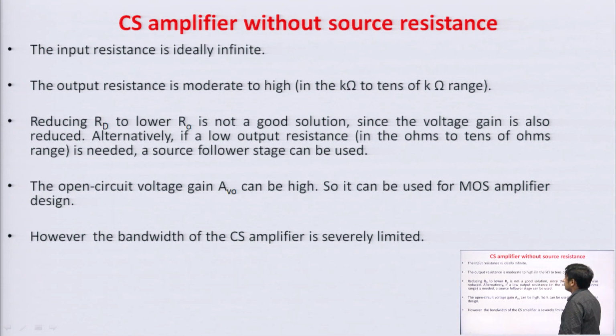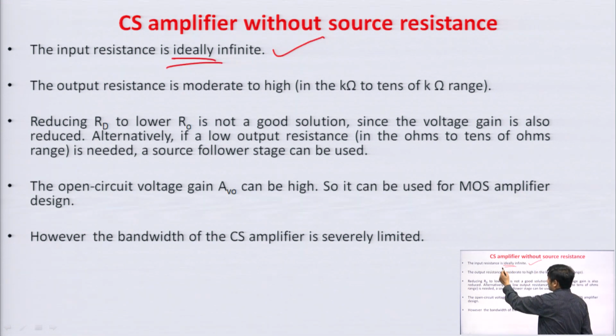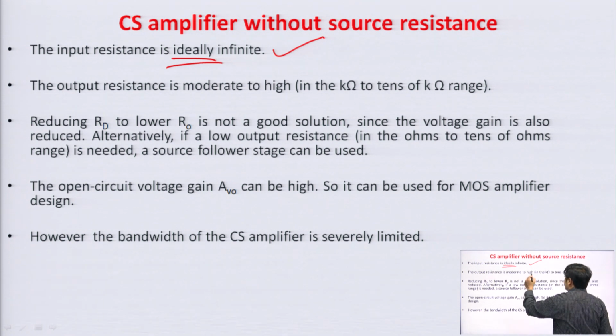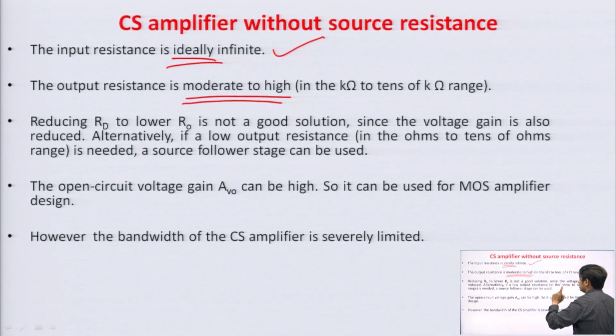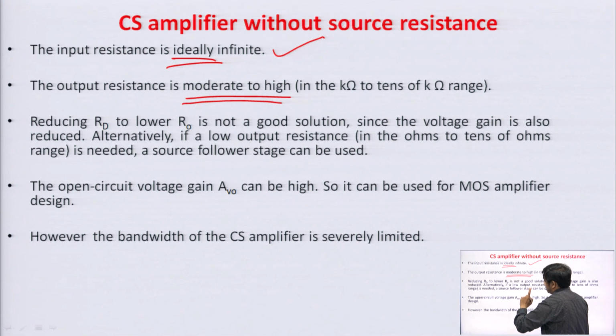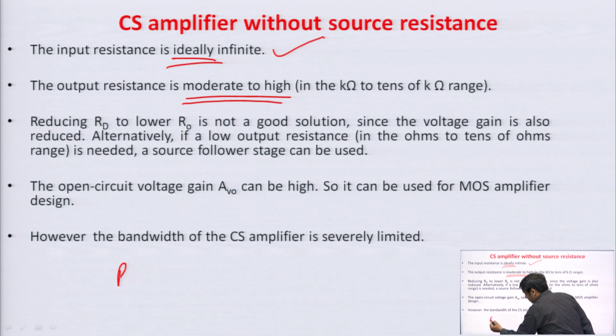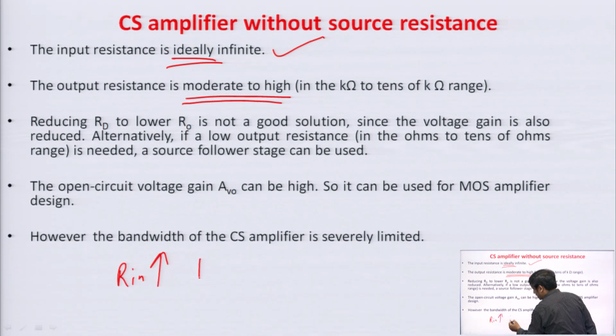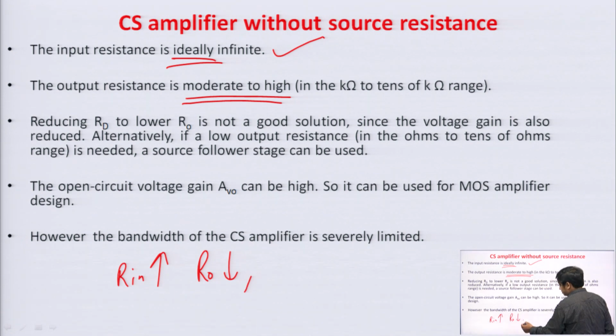So, for common source amplifier without source resistance, your input resistance is infinite, of course. Ideally, practically it is very large. The output resistance is moderate to high. Of course, for any voltage amplifier, we want the input resistance to be high and the output resistance to be low. In this circuit, common source amplifier without source resistance, we have calculated R naught is equal to R D.